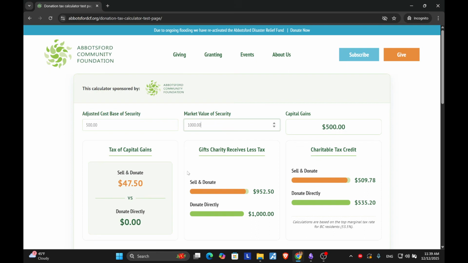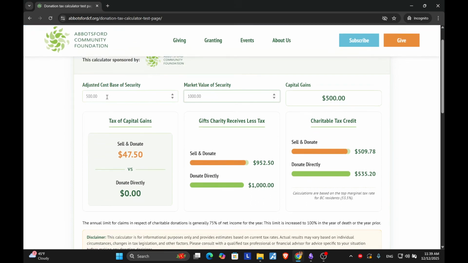So for the first part, this is the calculator. This is how it works. You enter your number. Right now, I just did, let's say 200, the base cost of security, and then let's say I got really lucky with one stock and got, let's say 5,000. Let's make it a smaller number, 1,000. Okay, so how does this work? So you have the market value minus the adjusted cost, you gain the capital gains.